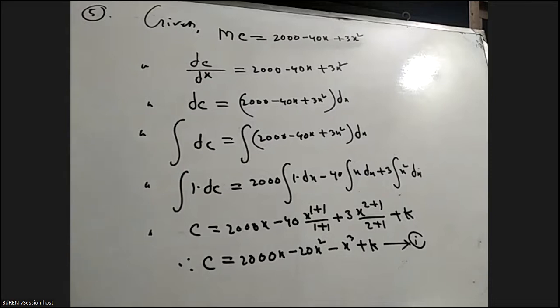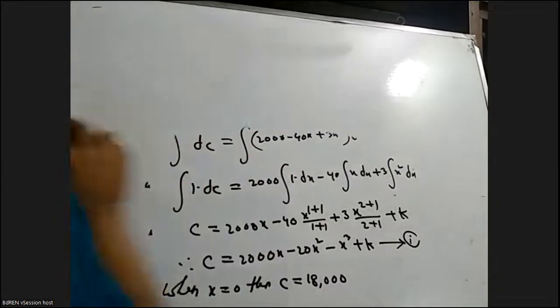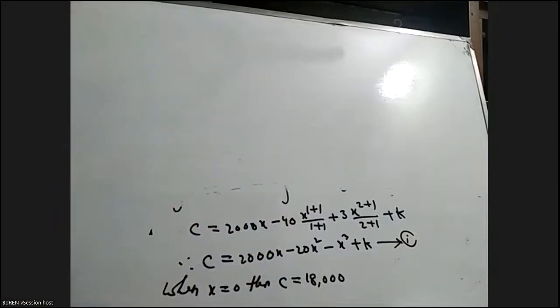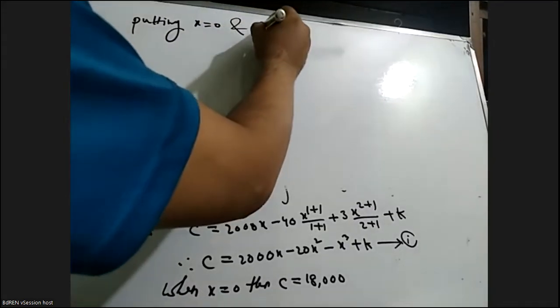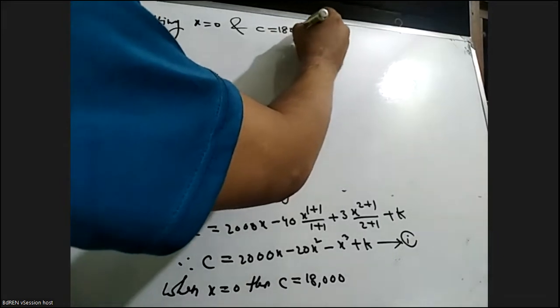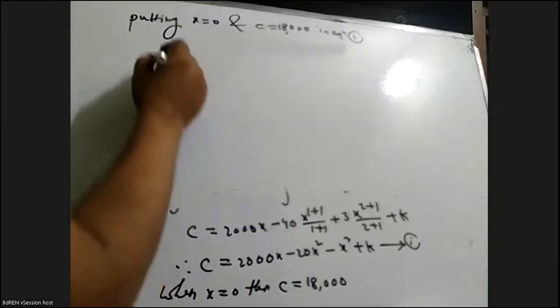So cost estimated is 18,000. When x equals 0, the cost estimated was 18,000. So putting these values in equation 1, we have to find out the value of k. Putting x equals 0 and c equals 18,000 in equation 1.